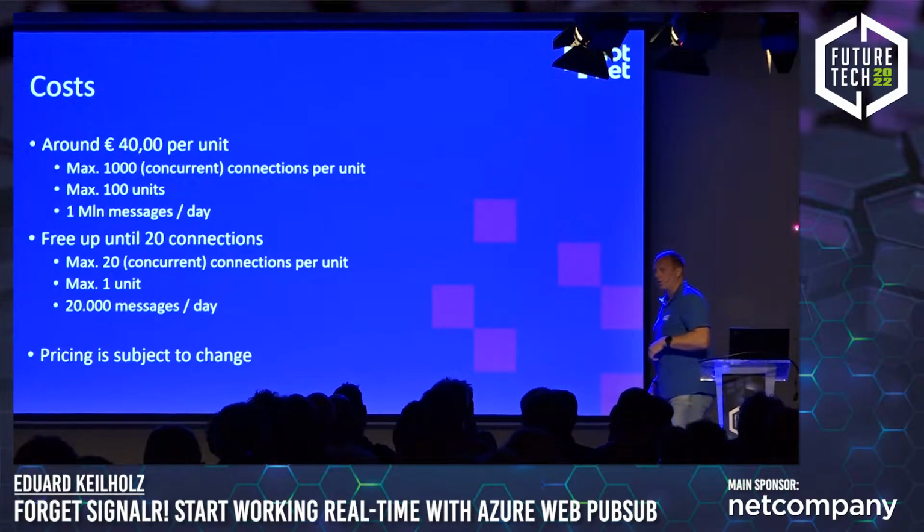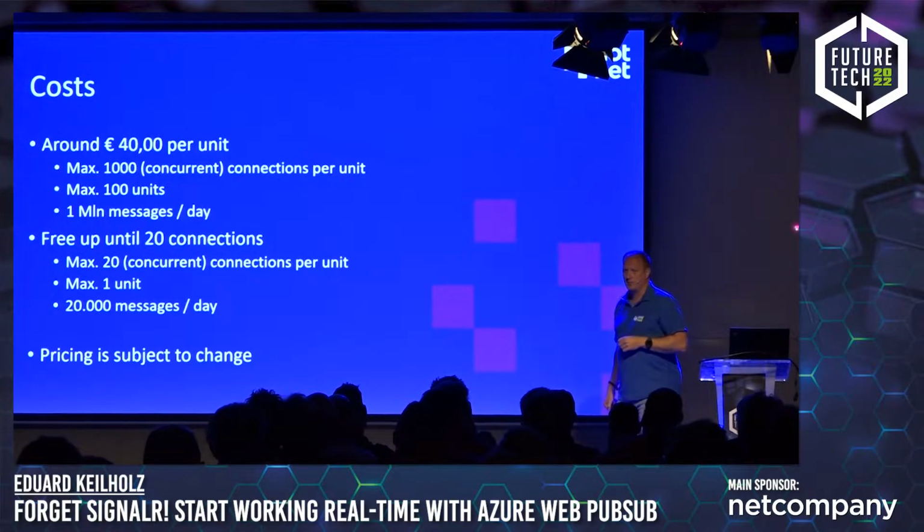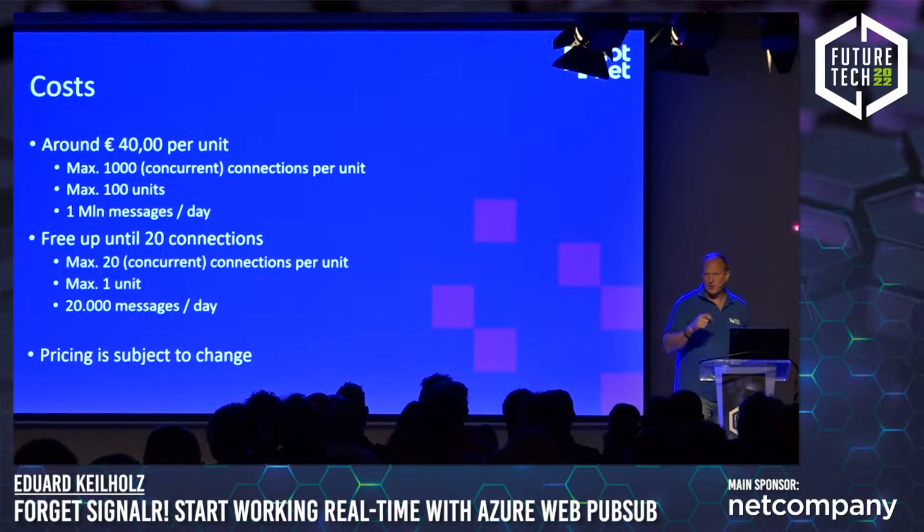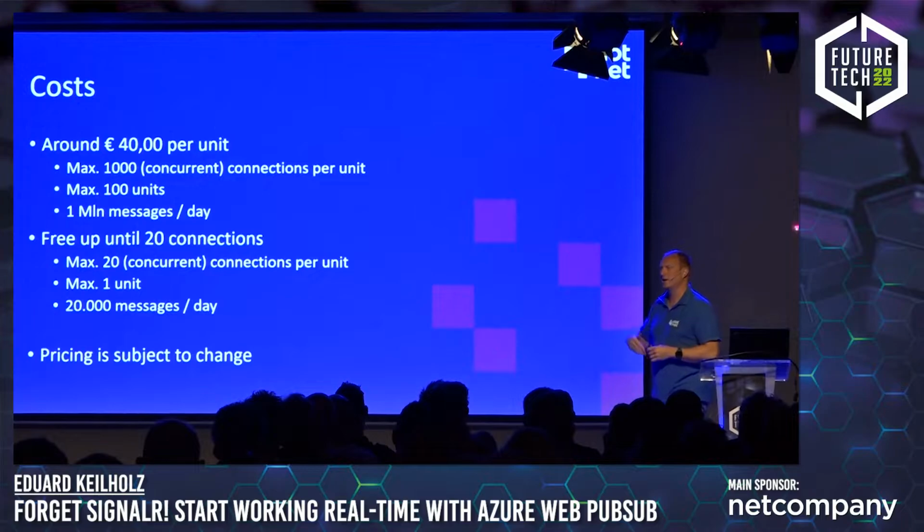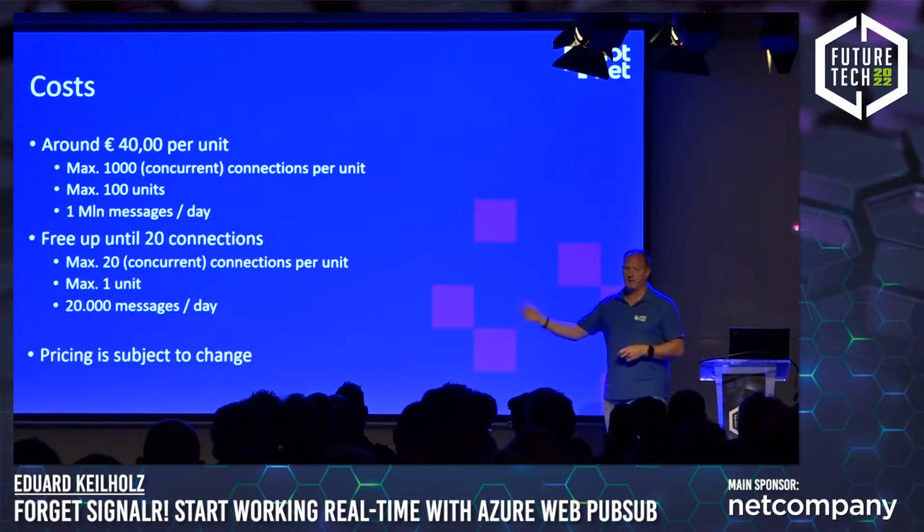All right, how about the cost? There's no difference between SignalR and Web PubSub. They both go with 40 euros per unit, and a unit allows up to 1,000 connections. If you want to scale up, you scale up a unit, and then you get another 1,000 connections, but you also pay another 40 euros.